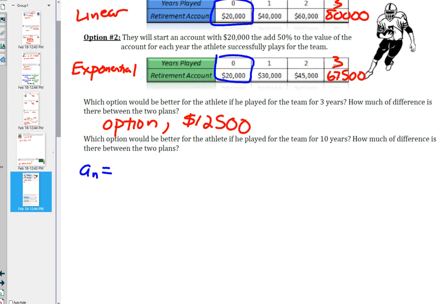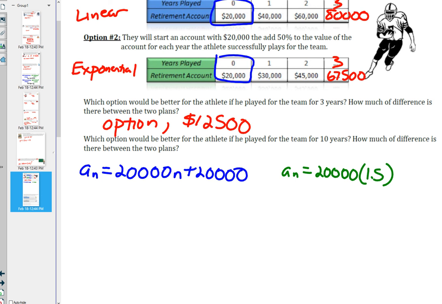So this is going to be how much we're going up each year. We're going up 20,000 each year, plus the original 20,000. That's the first one. The second one, it's 20,000 at the beginning, then growing by 1.5 to the power of the number of years. So now let's find a sub 10 for each one.